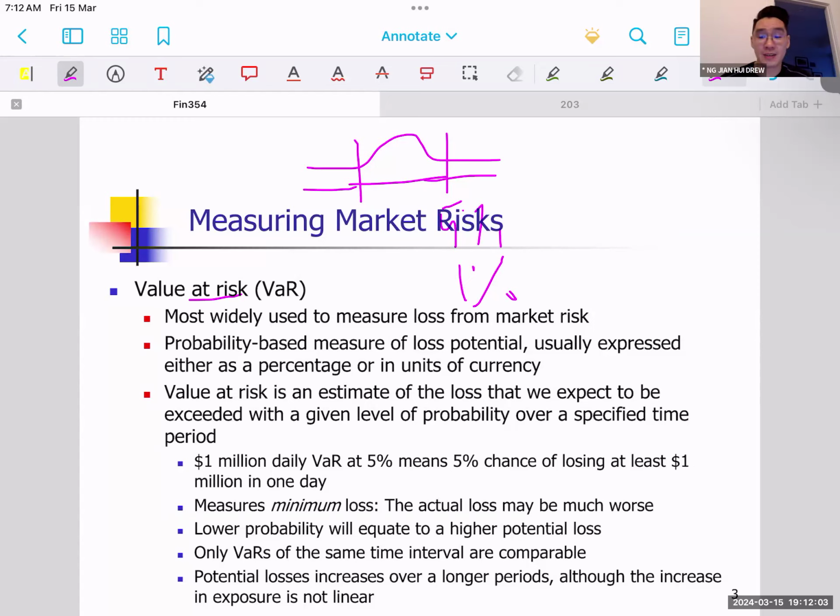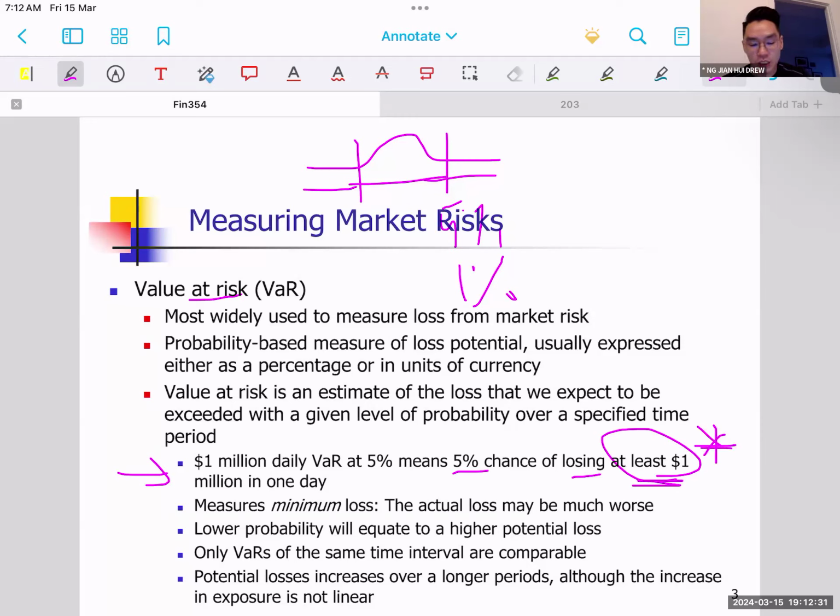What is a 1% confidence interval or something, right? So the VAR measure basically relies on this idea of statistics as well. So there's an example here: a 1 million daily VAR at 5%. It means a 5% chance of a loss of at least, and this is important, at least 1 million, right?